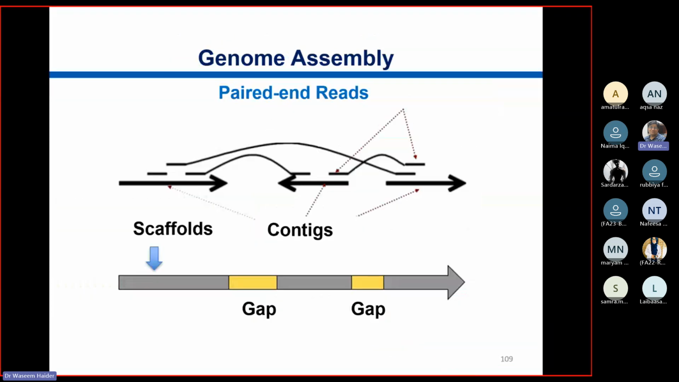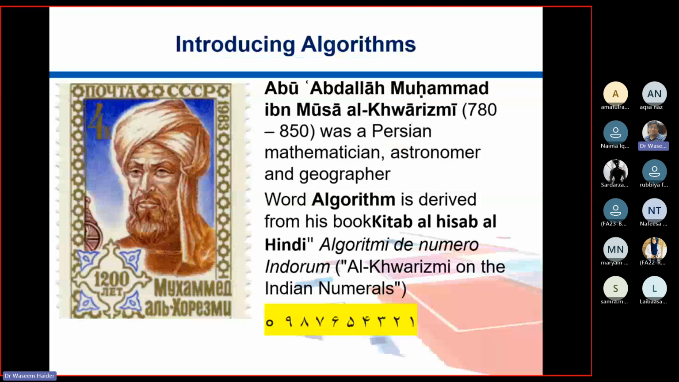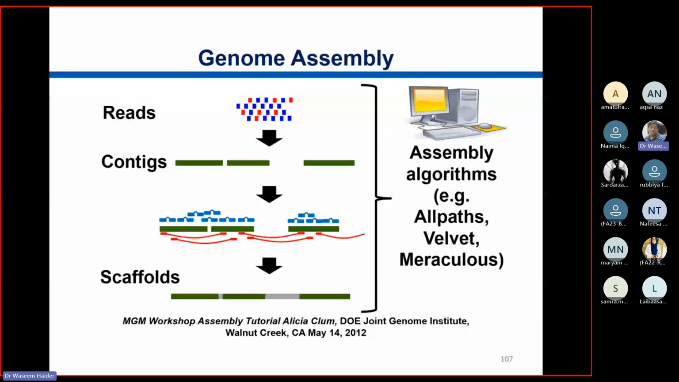And this is the algorithm. We talked about it like a tribute to Al-Khwarizmi. His book was Kitab al-Hisab al-Hindi, and that was translated into Latin. So Algoritmi de numero Indorum, Al-Khwarizmi on the Indian numerals, that's what was translated into English. So from the word Al-Khwarizmi came the word algorithm, right? So different algorithms. Here are ALLPATHS and Velvet and Miraculous.